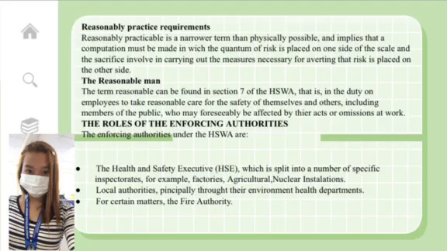The roles of the enforcing authorities. The enforcing authorities under the HSWA are, first, the Health and Safety Executive, which is split into a number of specific inspectorates, for example, factories, agriculture, nuclear installations. Second, local authorities, principally through the environmental health departments. And for certain matters, the fire authority. Actual enforcement is undertaken by inspectors appointed under the Act and authorized by a written warrant from their enforcing authority.